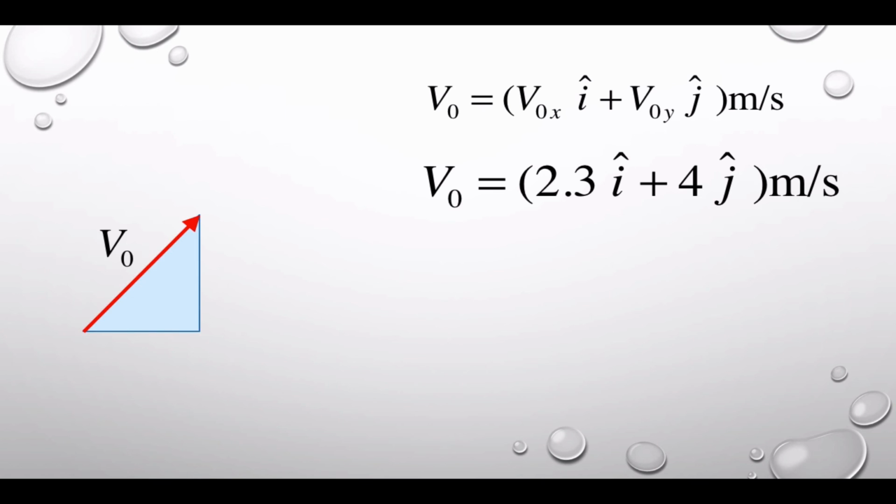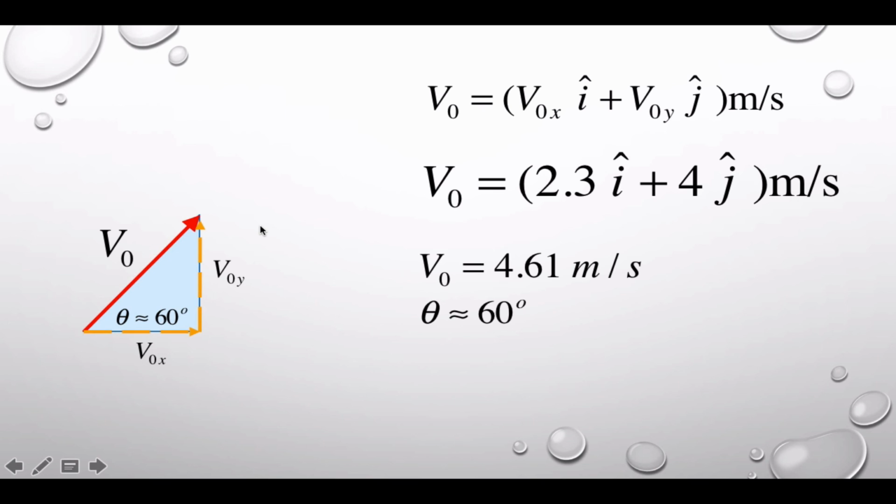Or you can go to your original triangle, so v initial, v naught, and draw your components. We have the initial in the x and the initial in the y. You use the Pythagorean theorem to solve for the hypotenuse and arctangent to get your angle. And you could write this out. The bottom part, v naught equals 4.61 meters per second, and theta is approximately 60 degrees, and that will be acceptable as well.